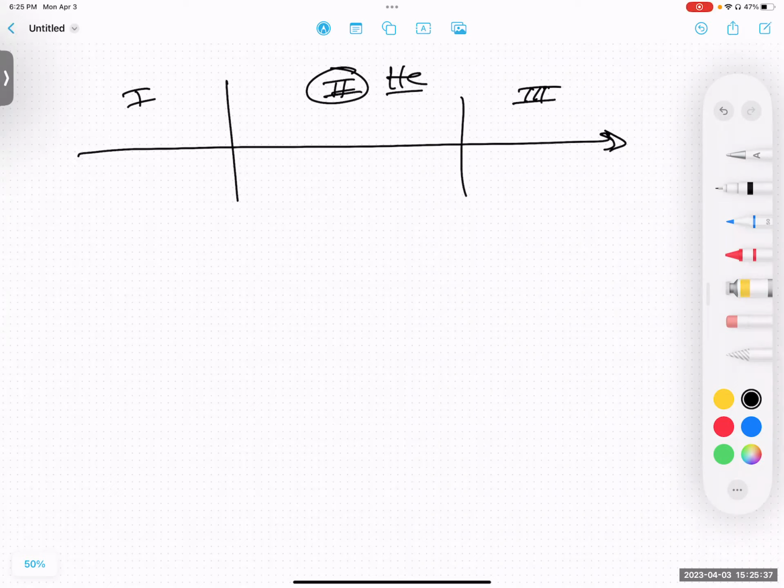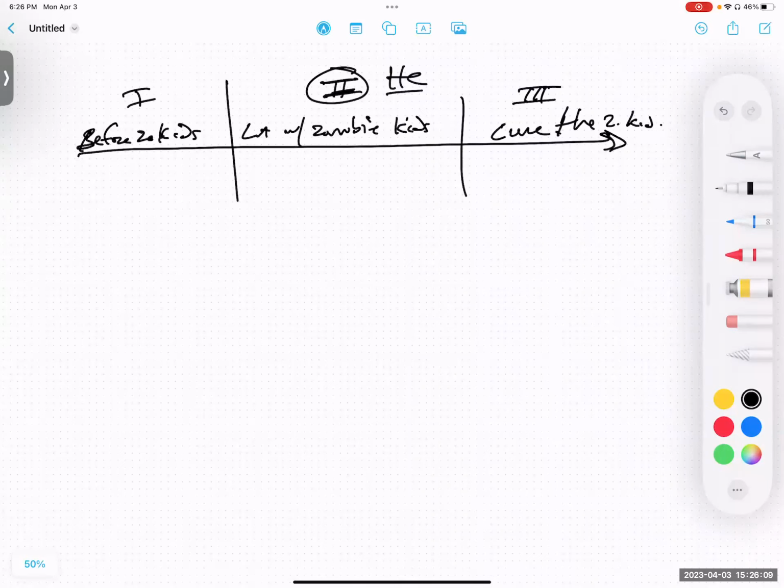So if this is the timeline, just outlining the rough outline of everything, I think this would be LA with zombie kids, right? Then we have, before zombie kids, I call them Z kids. And then Act 3 is going to be the resolution. Let's say that we find a cure, right? We cure the Z kids.